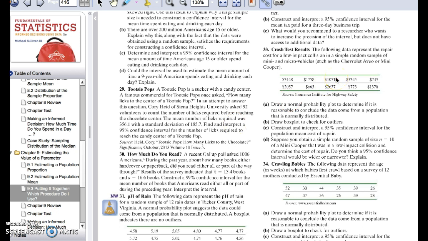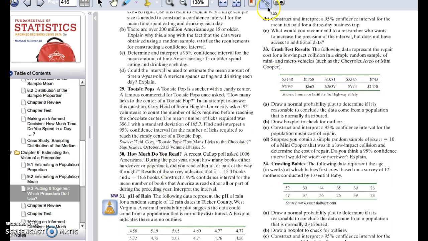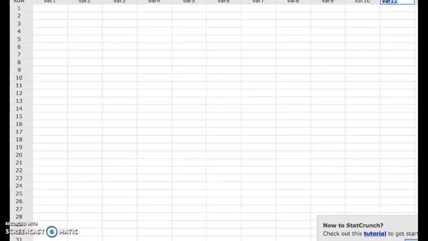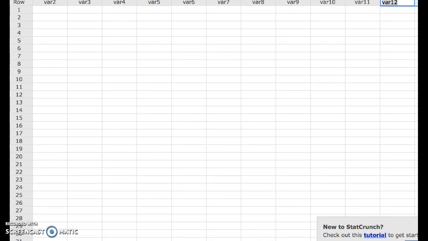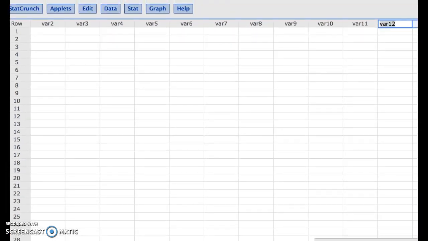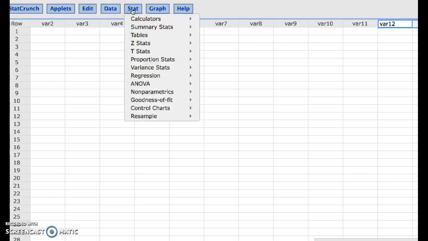Best case scenario. Then we're going to open up StatCrunch and take a look at our procedures. So let's go to a blank dataset on StatCrunch. Click over there, and I'm going to adjust my window just a little bit so you guys can see what I'm clicking here. All right, so under the stat, in 9.1 we were using proportion stats. Here the command we're going to be using is T stats.